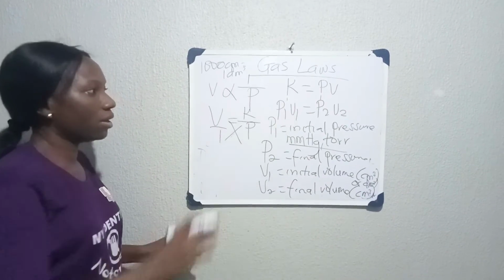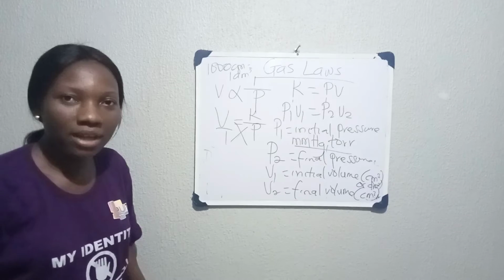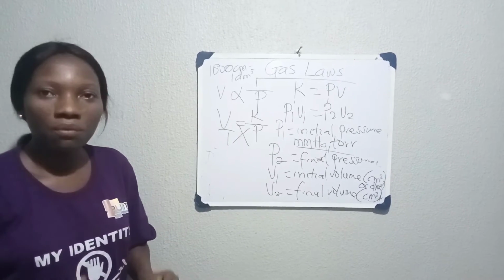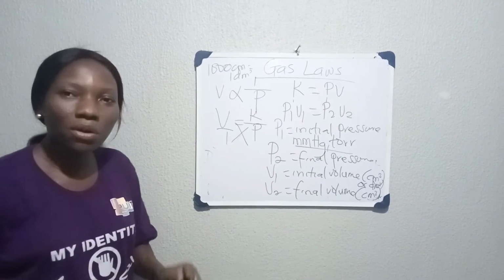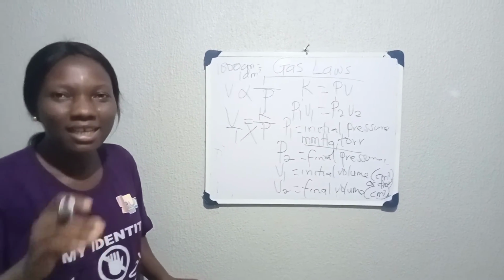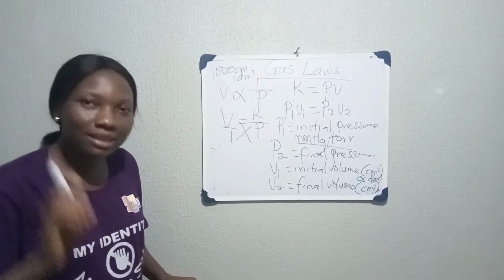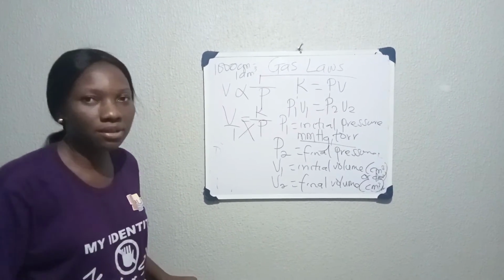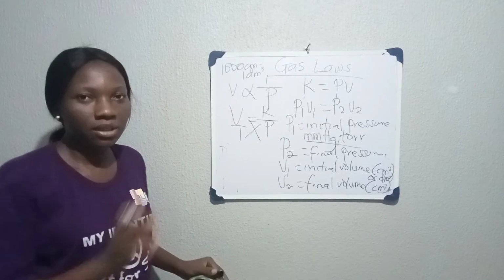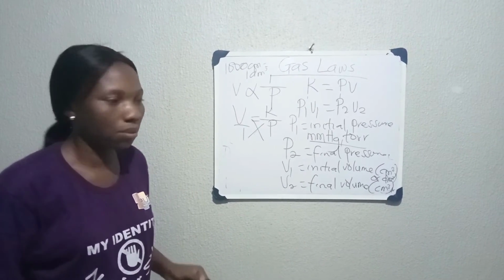So Boyle's law is P1 V1 is equal to P2 V2, which says that the volume of a given mass of gas is inversely proportional to its pressure, provided my temperature is constant. I hope you get the point. Now we'll go to Charles' law.